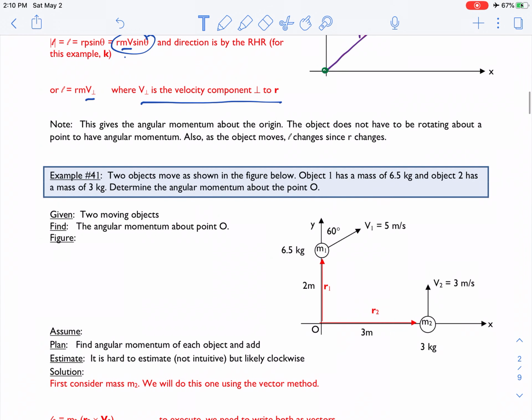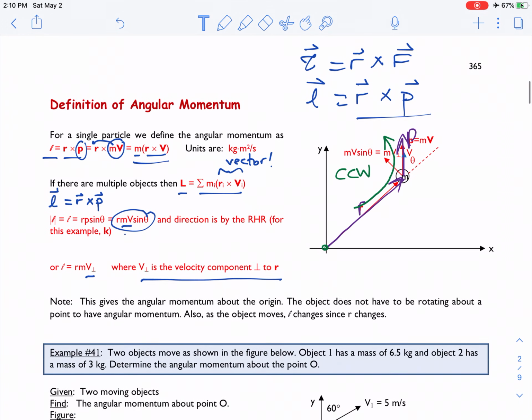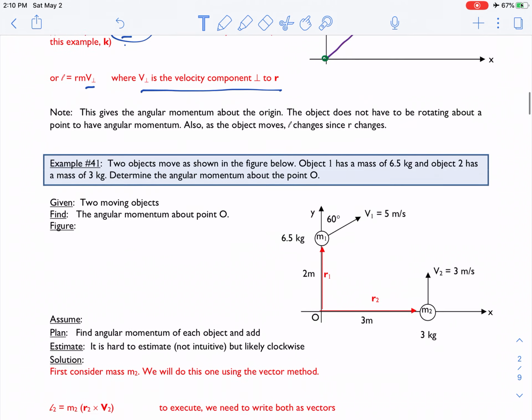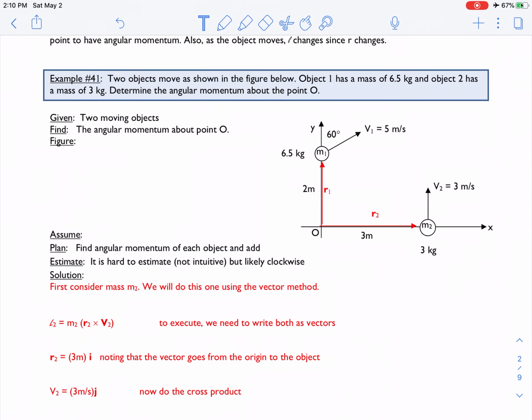We are on example number 41 on page 365. In this example, two objects move as shown in the figure. You can see v1 and v2, the velocity vectors. They show the direction of the motion as well. Object 1 has a mass of 6.5 kilograms and object 2 has a mass of 3 kilograms. Determine the angular momentum about the point O.